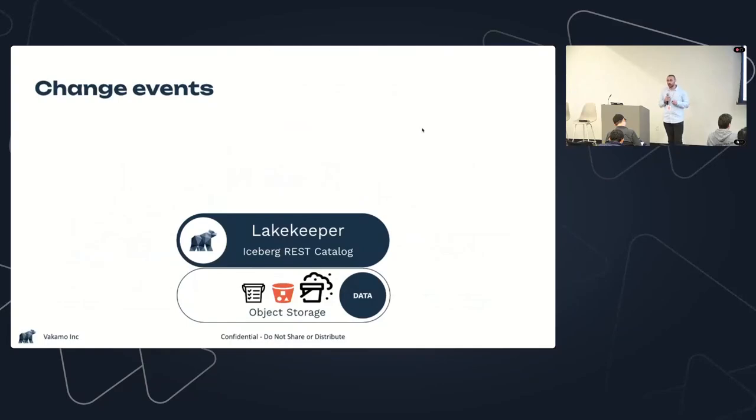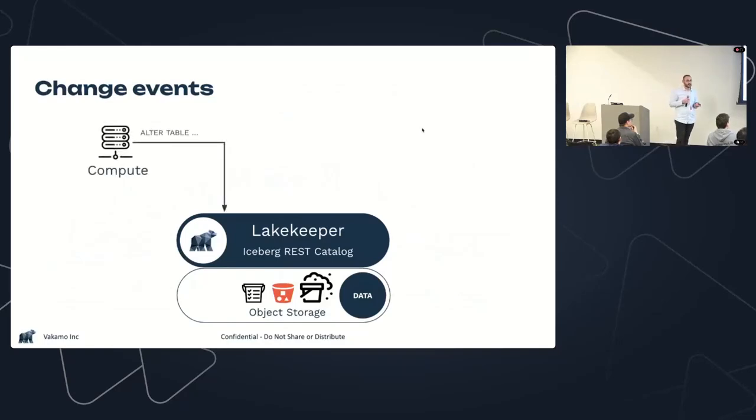So how do we do that in Lakekeeper? In Lakekeeper, we have a specific implementation, which we call change events. Because Lakekeeper is a REST catalog and it's positioned in a pretty interesting place in the center of the lakehouse architecture, but it's still independent. So what do we have? We have a compute. Let's say it's a compute which runs an alter table operation.